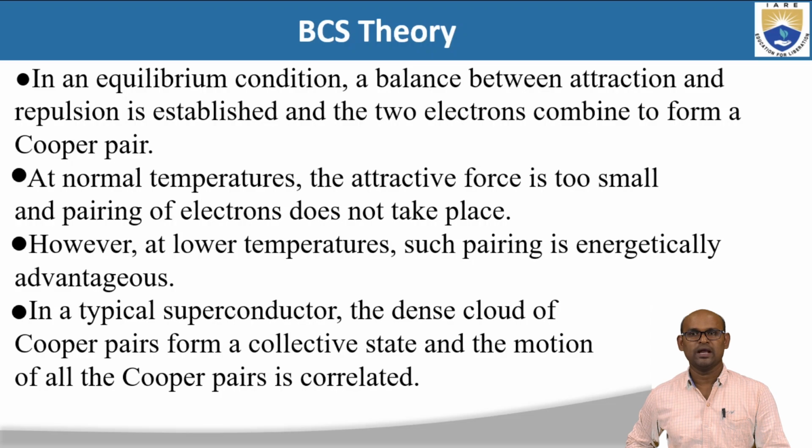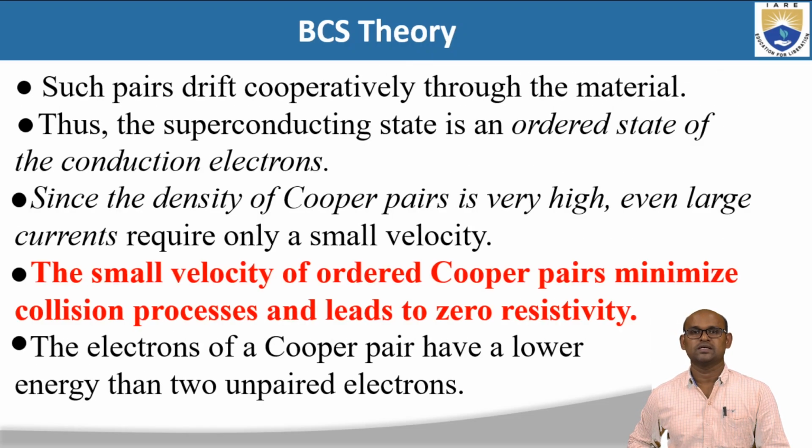At normal temperature, the attractive force is too small and pairing of electrons does not take place. However, at lower temperature, the pairing is energetically advantageous. In a typical superconductor, the dense cloud of Cooper pairs forms a collective state and the motion of all Cooper pairs is correlated. Such pairs drift cooperatively through the material. Thus, the superconducting state is an ordered state of these conduction electrons.